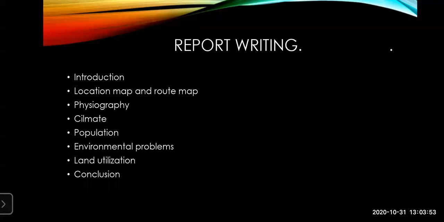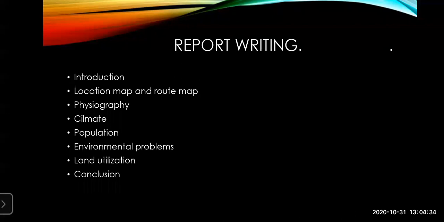Then the location map and the route map. Then you will tell about the physiography, climate, population, environmental problems, then how the land is utilized over there, how much land is utilized for farming, how much land is utilized for settlement, and all these answers you're going to get when you're conversing with the people. Based on this, you can write a beautiful report. If you want your report to look very beautiful, then you can add beautiful pictures in it. You're taking a camera, so you can click beautiful pictures and paste them in your report. So your report will look very beautiful.